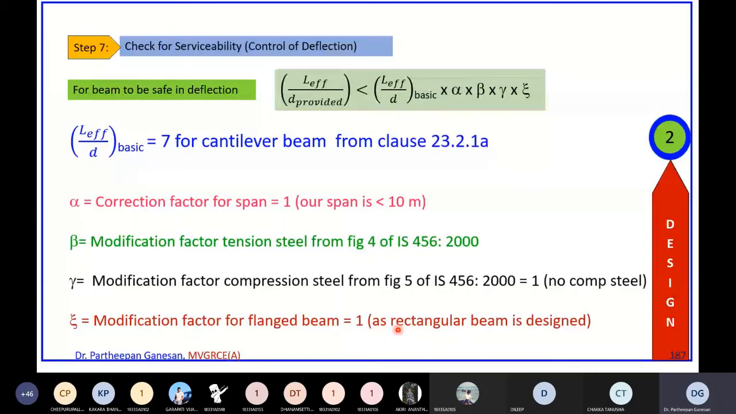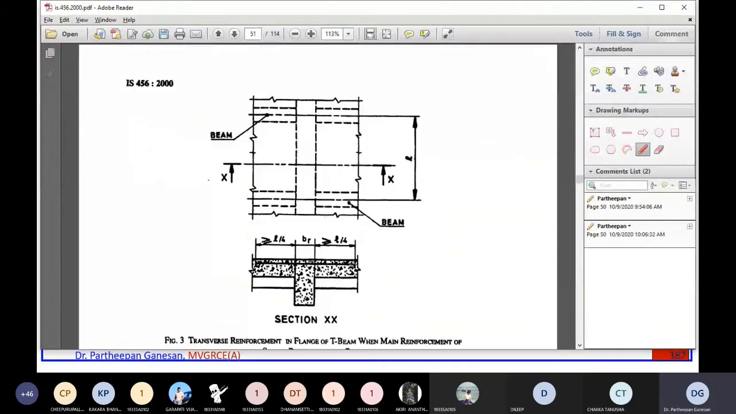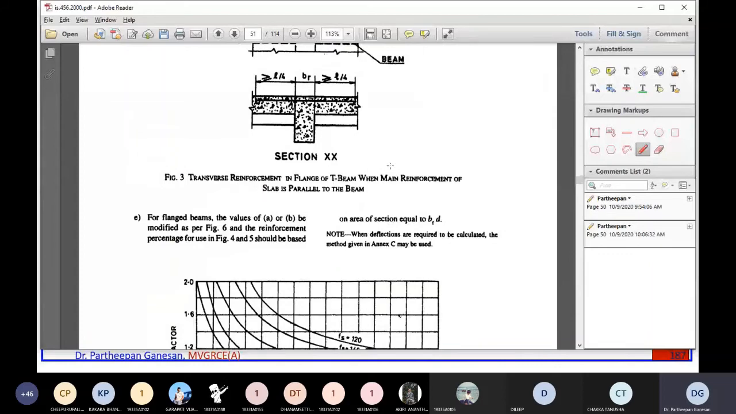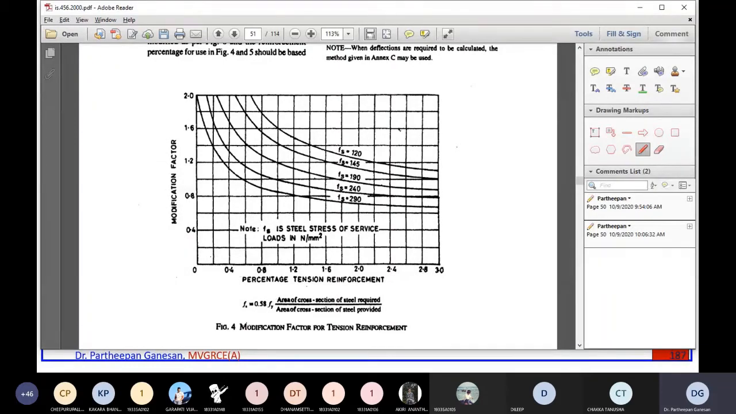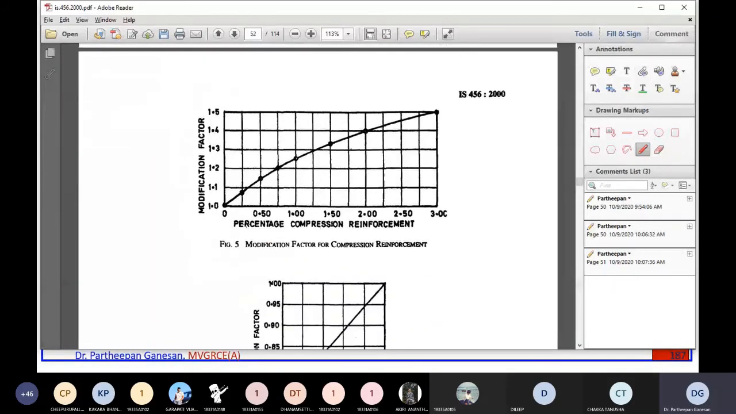So here, if you see in this particular PDF, this is a T beam here. Now this is the modification factor for tensile steel, Figure 4. Now if you see here, this is Figure 5 for the modification factor for compression steel. The percentage of compression reinforcement at this point, if you don't provide any compression steel, is 0. At 0%, the modification factor is 1. That is why we have taken 1.